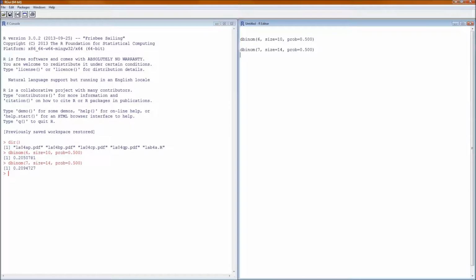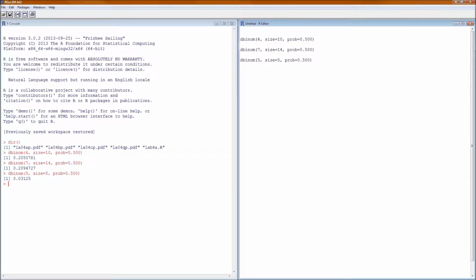If I would like to calculate the probability of exactly, and the d comes from the exactly part, and we are talking about a binomial random variable, exactly 5 heads in 5 flips of a coin where that coin is fair, that probability is about 3%. That is, the probability of getting all heads in 5 flips of a fair coin is about 3%.